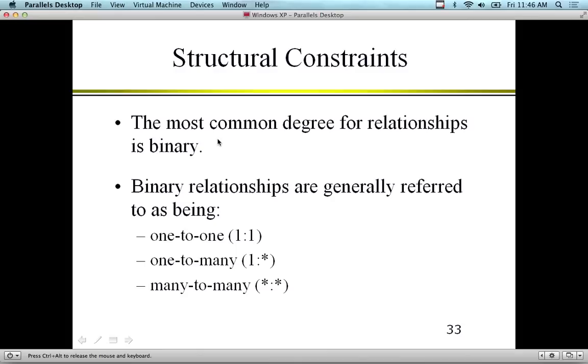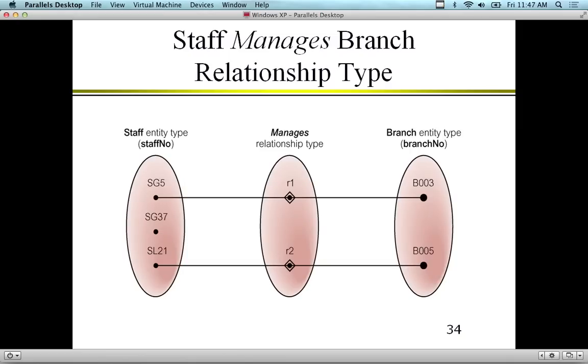So the most common degree of relationship is binary, 1 to 1. We can also consider 1 to 3 as well. The same rules apply, but we're normally looking at a 1 to 1 kind of multiplicity relationship, where binary relationships are generally referred to as being 1 to 1, 1 to many, or many to many. And I'm going to show you examples of all these scenarios in a few minutes, but here's a 1 to 1. So the Staff Manages relationship here, where staff manages a branch, and we have one staff person with one relationship with one branch. And then we have another staff person over here who has one relationship with the branch.